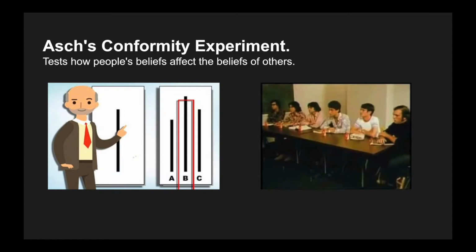The participant and confederates were instructed to provide their answers out loud, and the confederates were told to sometimes unanimously provide a correct answer and sometimes an incorrect answer.